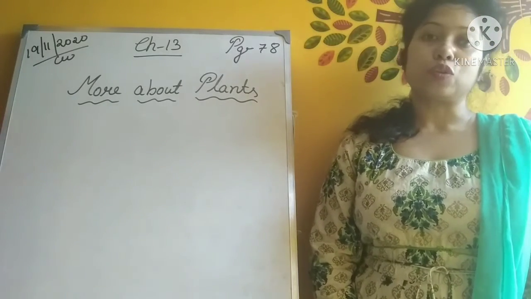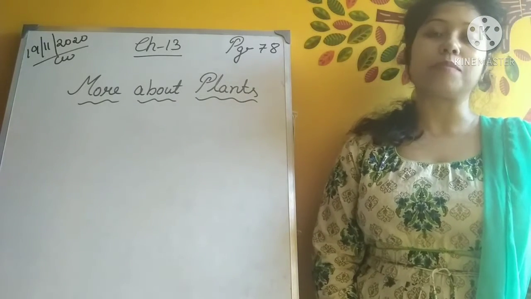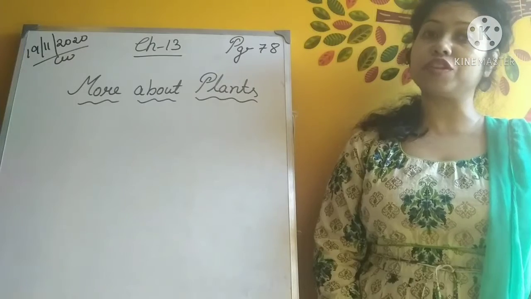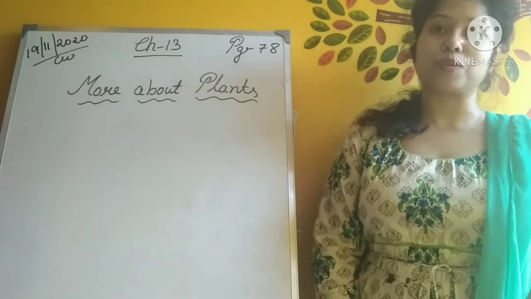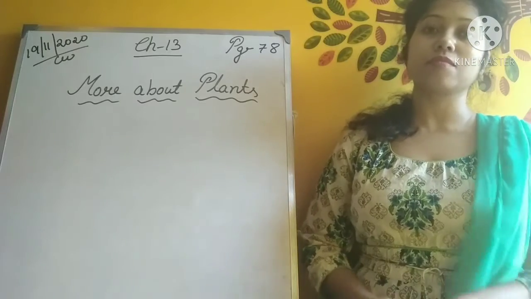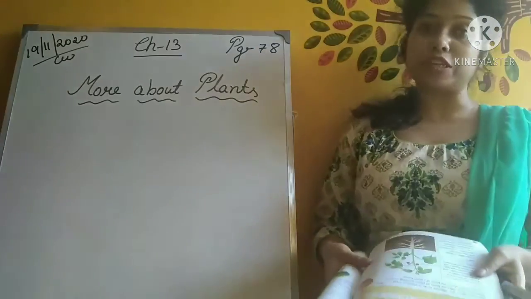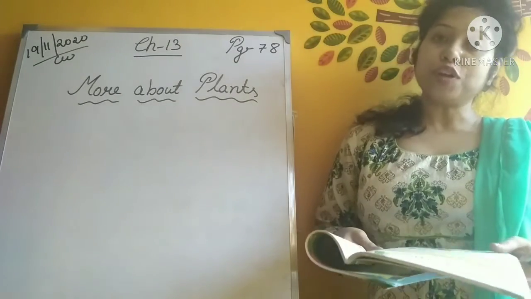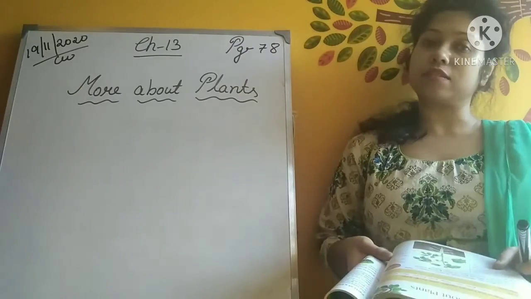Okay. So before we start with this lesson, everybody be in front of the book, and I'm going to give you explanation of each and every line. So without wasting much time, be in front of the book. Okay. Fine. So as you know, we are going to start with page number 78. What we are going to study in this lesson is more about plants.